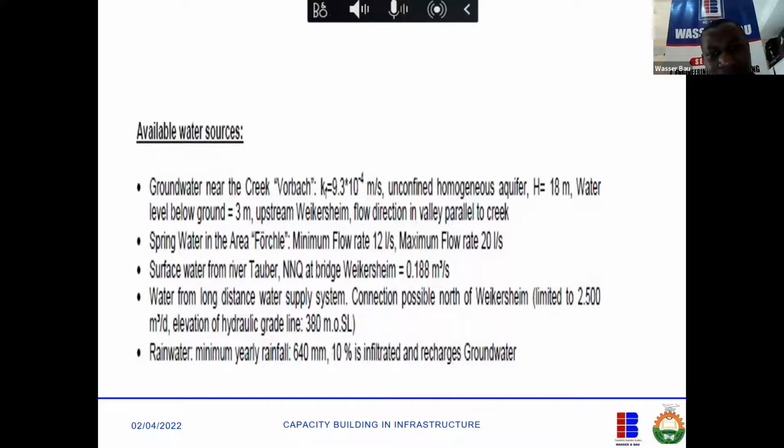Groundwater is the best, the neatest. Spring water, in fact, is the best, followed by groundwater. Why is spring water better than groundwater? Because with groundwater, you still need energy to pump it out, and that is cost. But spring water is groundwater under pressure, so you don't need pumping. It will just come out on its own because it is an artesian well.